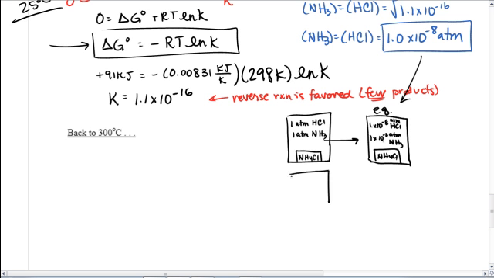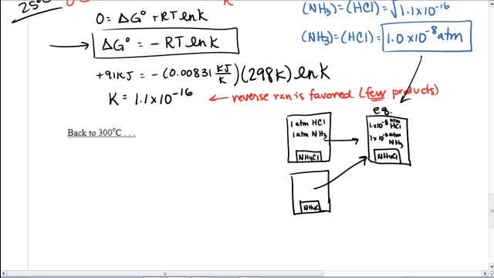Or if we start with just the solid in a container and no gas, that solid will start to decompose until it reaches pressures of 1 times 10 to the minus 8 for each one of them. That's literally what that means when we get that value. Okay?